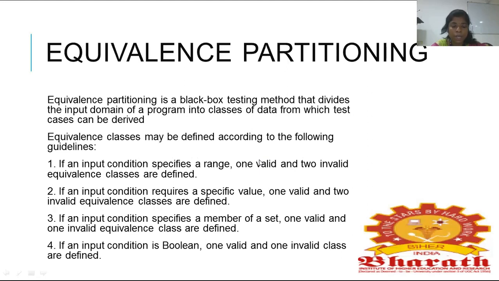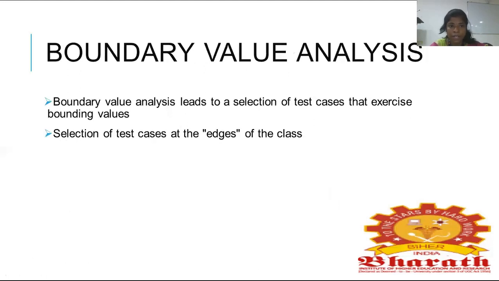What is equivalence partitioning? Equivalence partitioning is a black box testing method that divides the input domain of a program into classes of data from which test cases can be derived. For equivalence classes, what guidelines do we have to check? If the input condition is a specific range, have one valid and two invalid classes. If it is a specific value, have one valid and two invalid. If it is a member of a set, have one valid and one invalid. If it is Boolean, have one valid and one invalid condition.